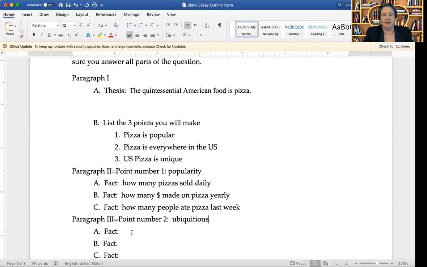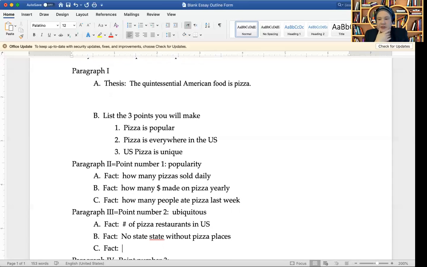Ubiquitous is a fancy word, it means it's everywhere. I can't spell, but so pizza's everywhere in the US. Specific facts should be something like the number of pizza restaurants in the US. Another specific fact would be no state without pizza restaurants.